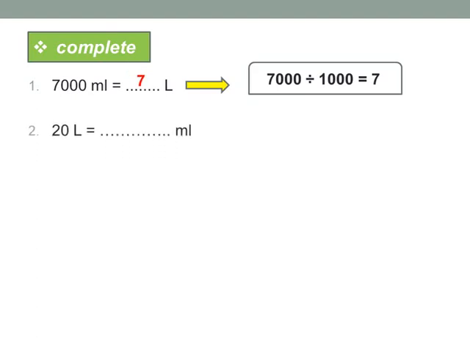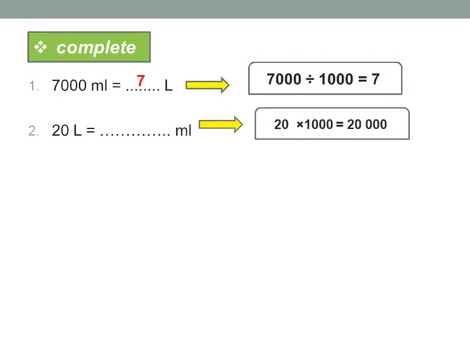Number 2, 20 liters equal how many milliliters? In this question, we will convert from the big unit liter to the small unit milliliter. That means we multiply the number by 1000. Remember that if we convert from the small unit to the big unit, we divide the number by 1000. But if we convert from the big unit to the small unit, we multiply the number by 1000. To solve this question, we take 20 and multiply it by 1000, and the answer will be 20,000.